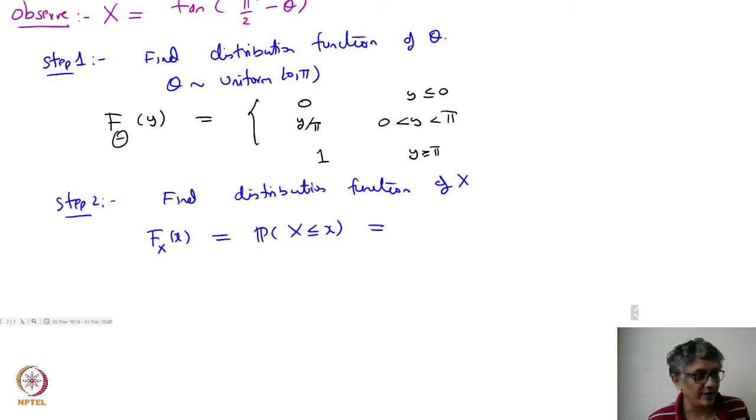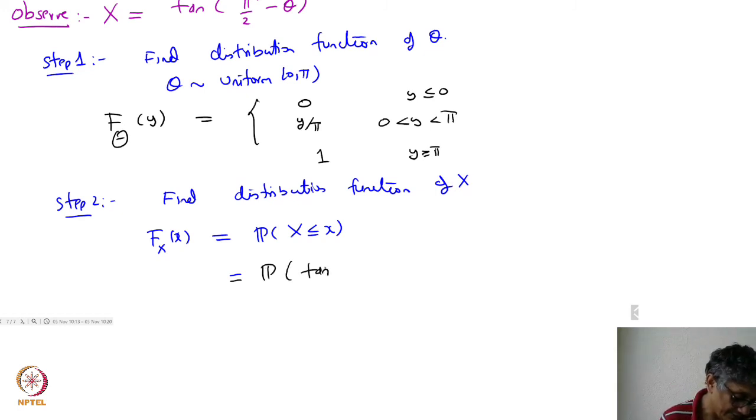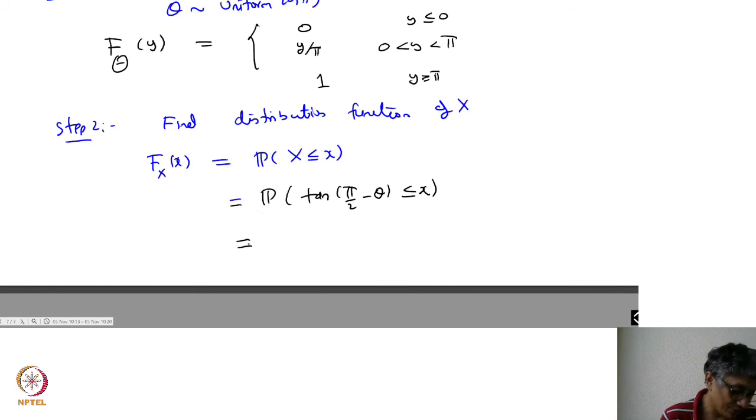So you can think of X as a function of theta, so the same as the probability. We go step by step. If I want to compute the probability that X is less than or equal to x, that is the same as the tangent of pi by 2 minus theta being less than or equal to x. But that's the same as what now? That's the same as pi by 2 minus theta being less than or equal to the arc tangent of x.